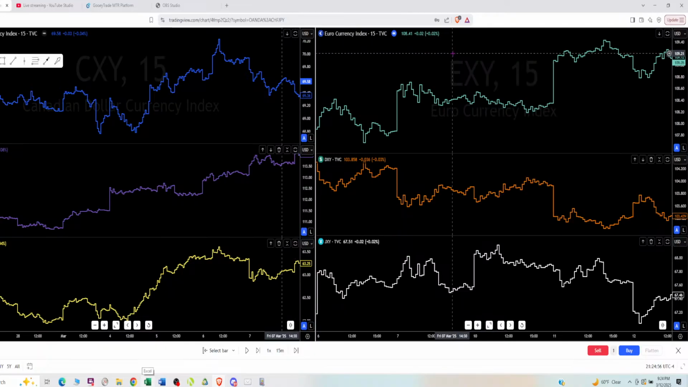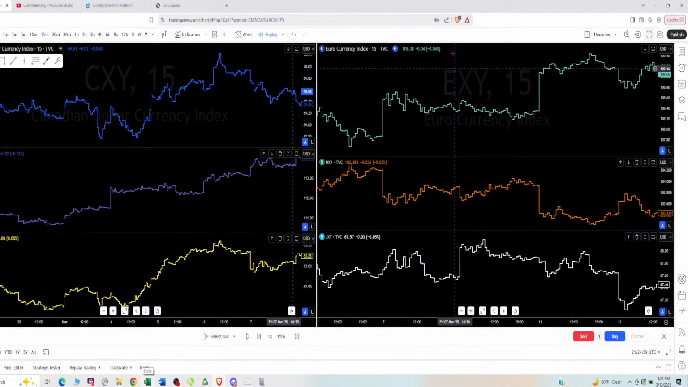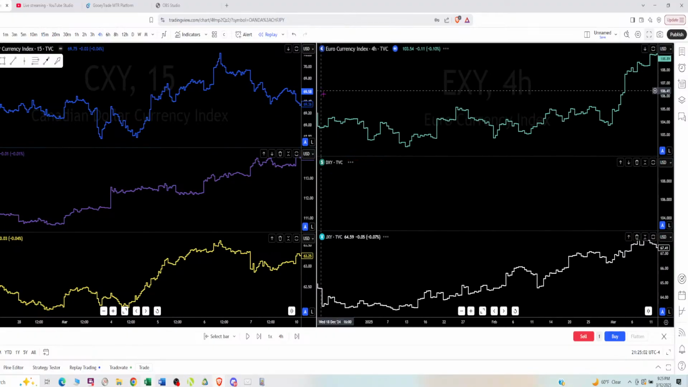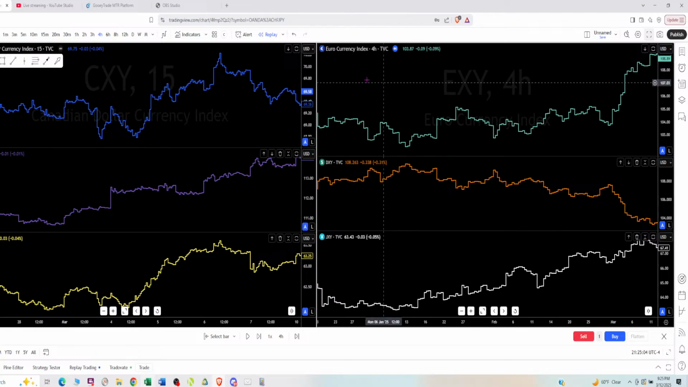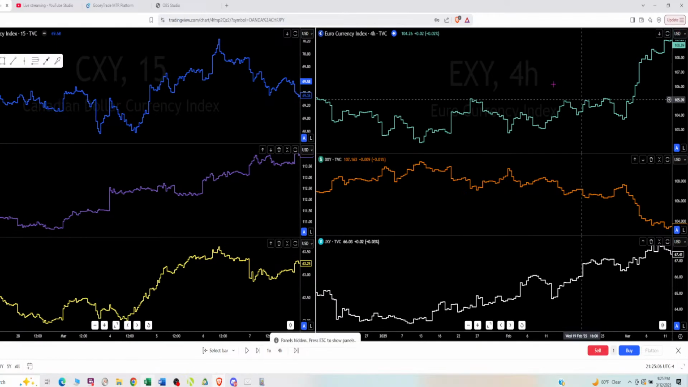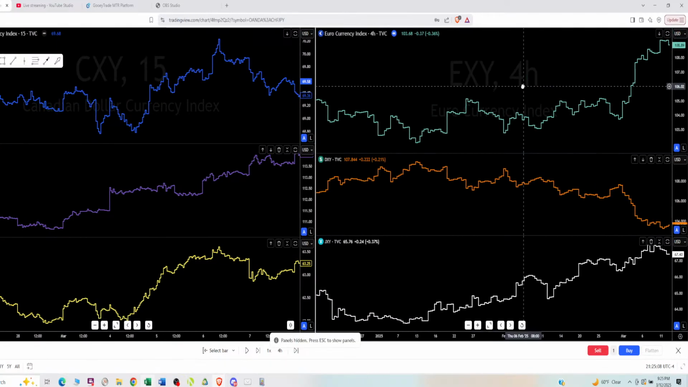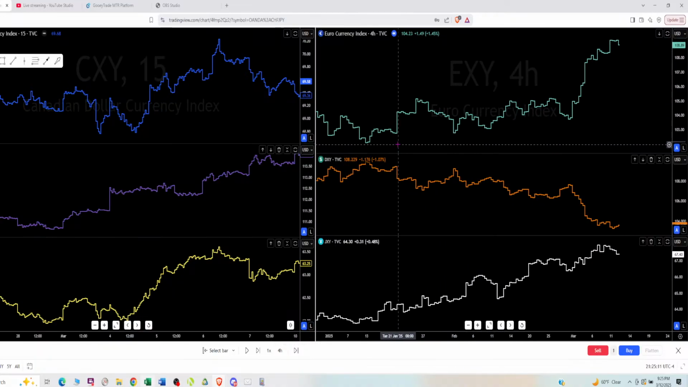In fact, if we exit out of this, I'll move this one to the 4 hour chart. So on the right here, we're looking at the 4 hour chart. All these are running on the 4 hour chart, so I'm not going to pay too much attention to the time right now. I just want to look at the chart. Again, this is market open, but you can still see these on the 4 hour chart.